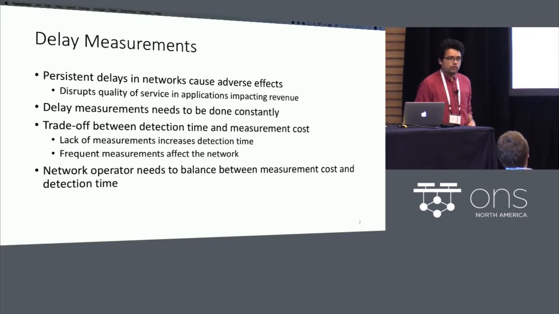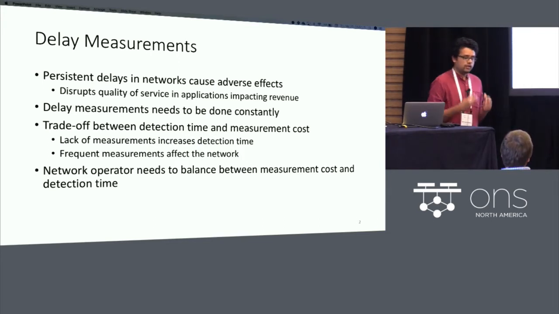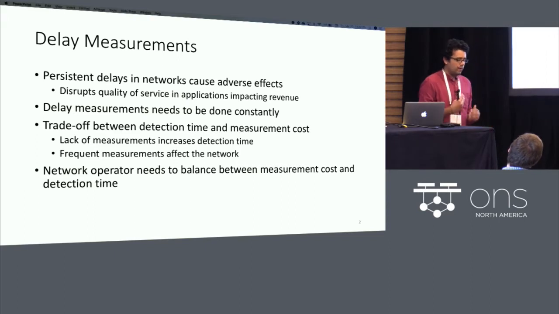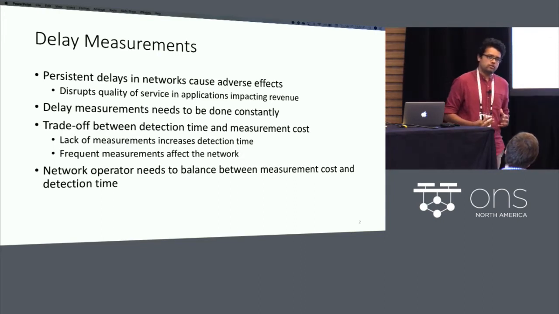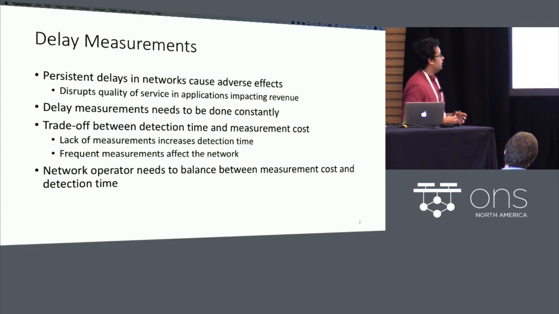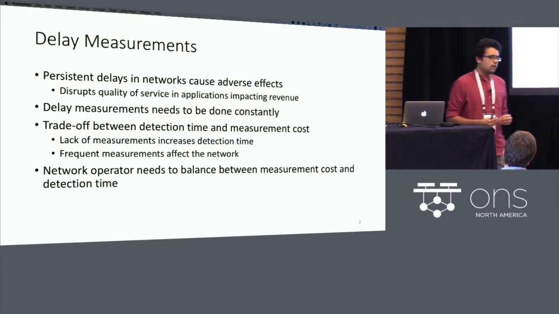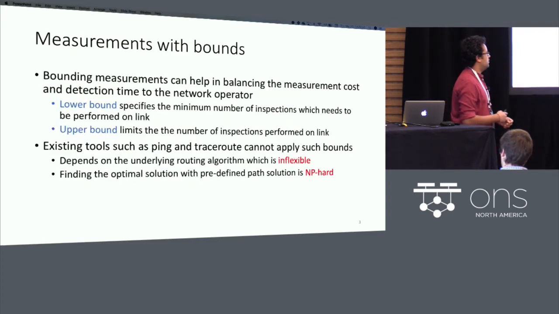Persistent delays in networks are common, and they cause adverse effects on the network. Therefore, delay measurements need to be conducted constantly to detect these persistent delays. However, there is a trade-off between the measurement cost and the detection time. If the measurements are done too often, the time taken to detect such persistent delays reduces, but the cost incurred to conduct such measurements is very high. On the other hand, if the measurements are conducted infrequently, the cost reduces, but the time taken to detect the persistent delays increases. So the network operator needs to find a balance between the measurement cost and the detection time.